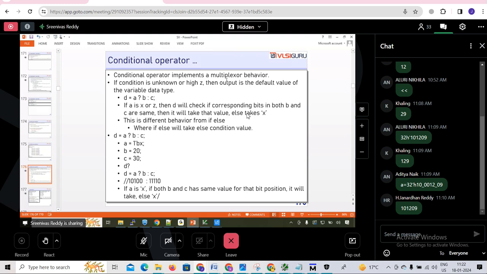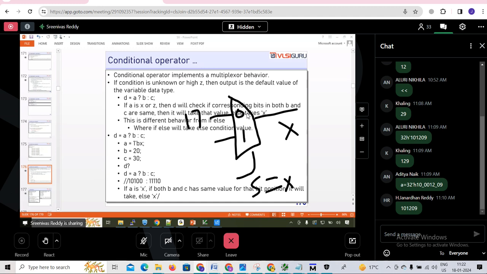If the selection is unknown, for example, in the multiplexer, if the selection is X, what will be the value? X. Let's say this is 0, this is 1. Let's say this is 17, this is 13. What will go here if the selection is X? X will go.